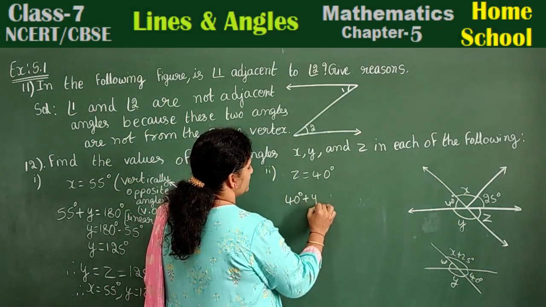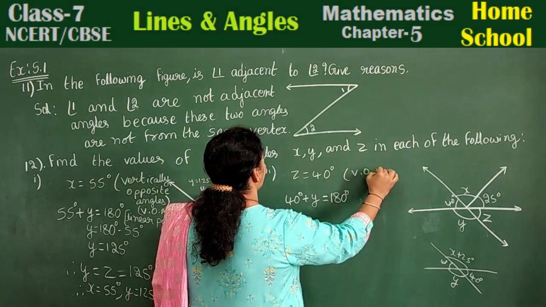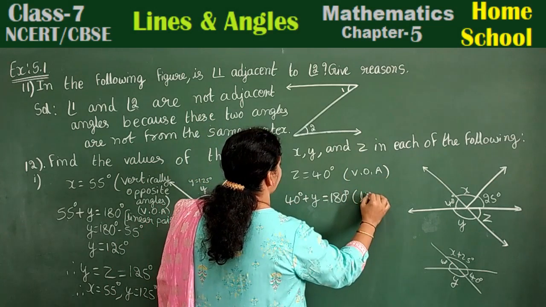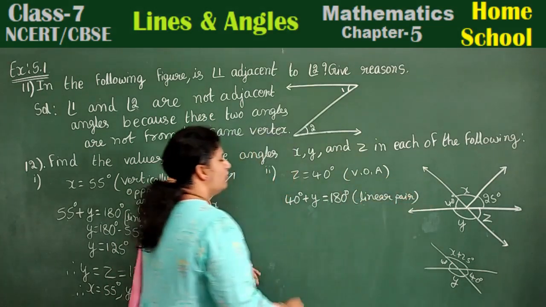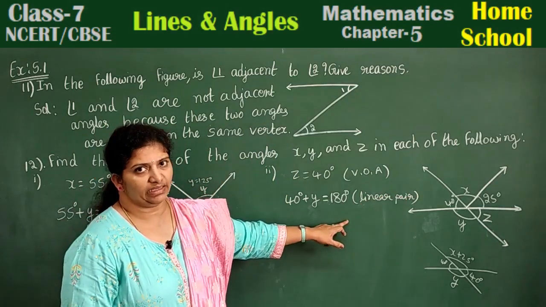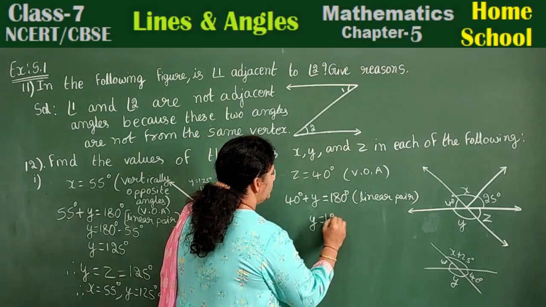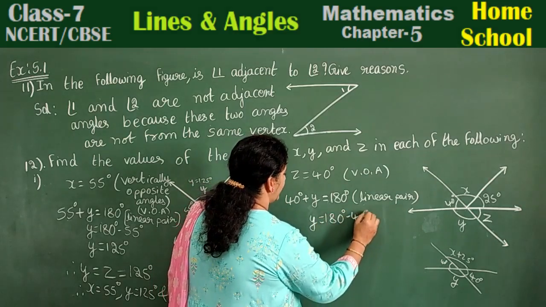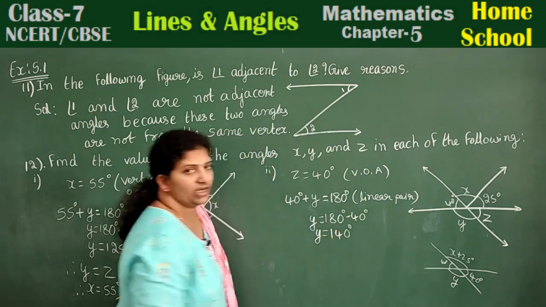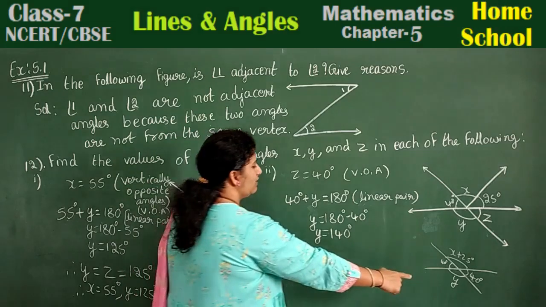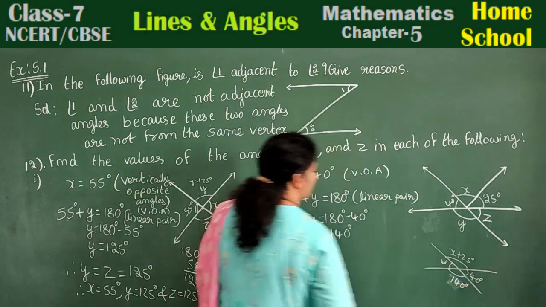40 degree plus y is equal to 180 degrees. This is the vertically opposite angle, and this I have taken by using linear pair. 40 degree plus y is equal to 180 degree. Send this 40 degree to the other side. y is equal to 180 degree minus 40, that will be 140 degree. y is equal to 140 degree. So this angle I got now, this is 140 degree.